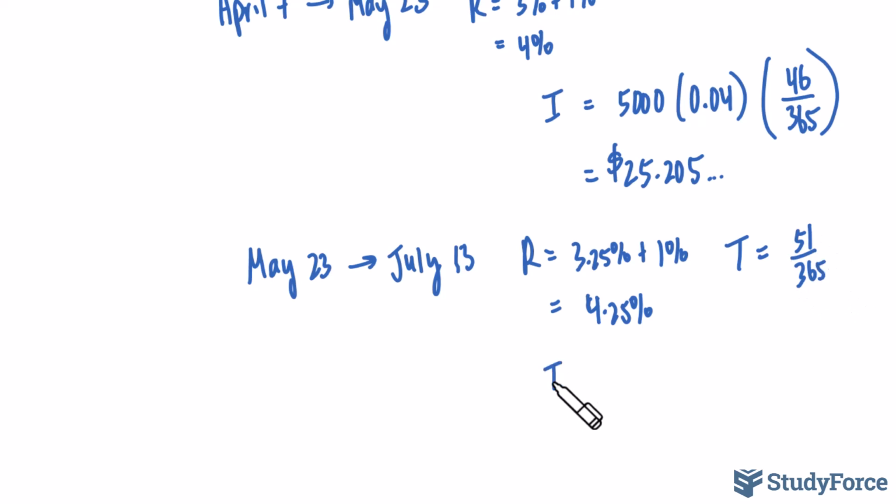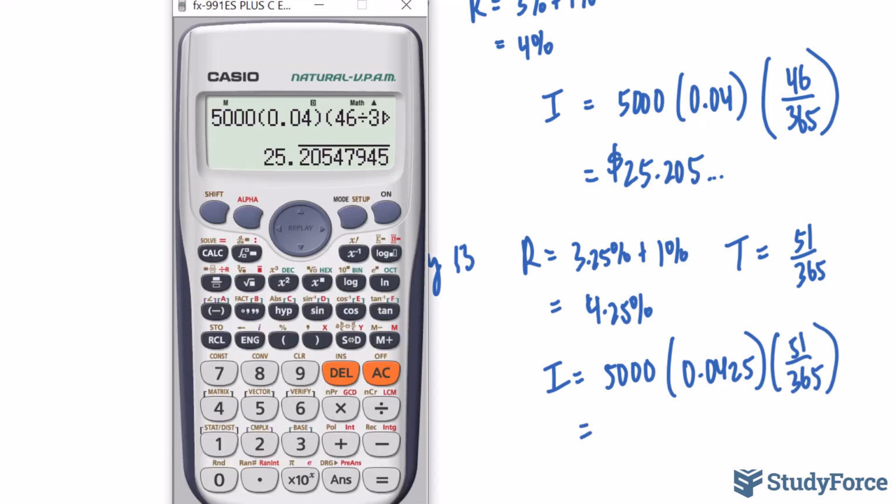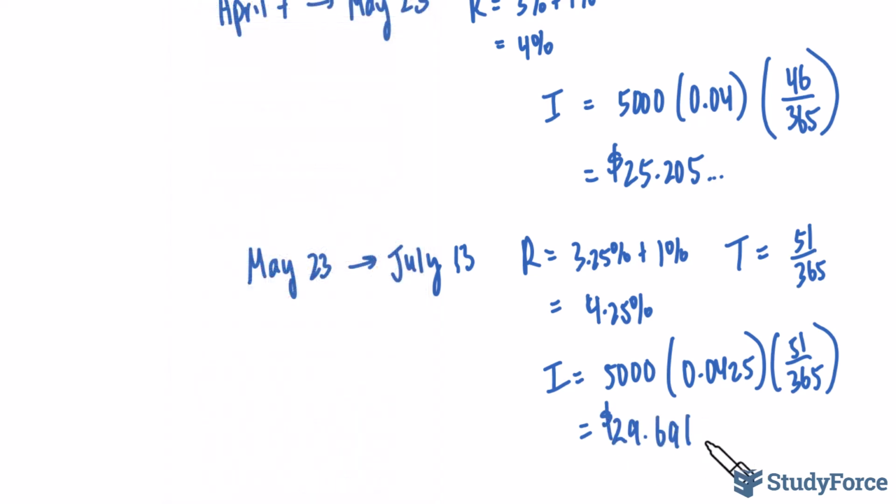Using the same formula as before, and with that new interest rate of 0.0425 multiplied now by 51 over 365, we end up with another interest amount. 5,000 multiplied by 0.0425 multiplied by 51 over 365. We end up with 29.691. And notice again that I'm not rounding this number at the moment. That will be done at the very end of our calculation.